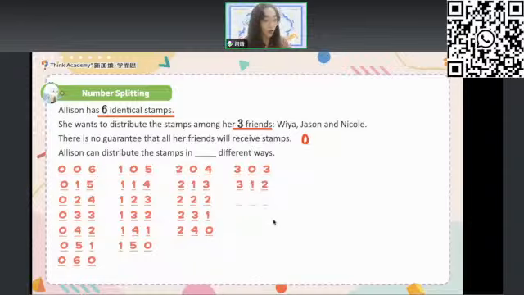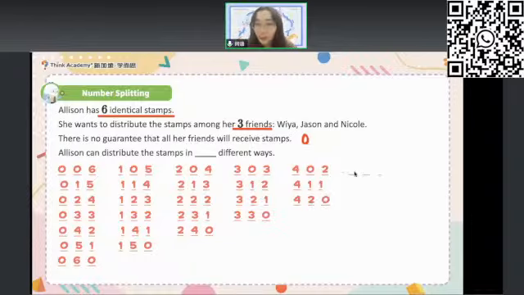Oh, yes, I see. Some of you already find the pattern. 3, 2, 1. And then move on. 3, 3, 0, okay? Be patient. Almost there. So for this, we have a 4, 0, 2. And then 4, 1, 1. And then 4, 2, 0, okay? Move up. 5, 0, 1. And then 5, 1, 0. And then 6, 0, 0.